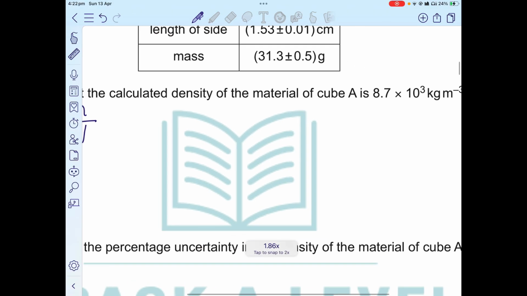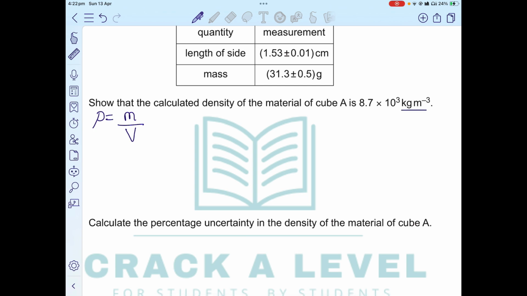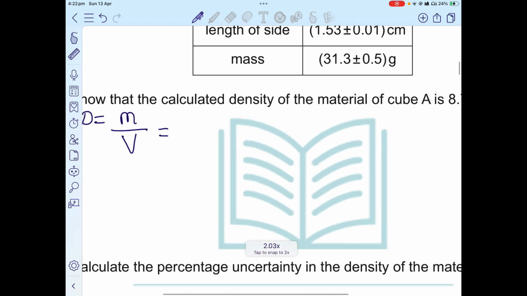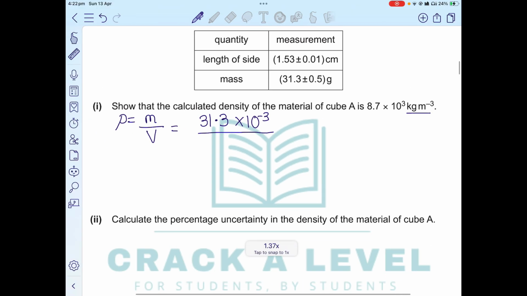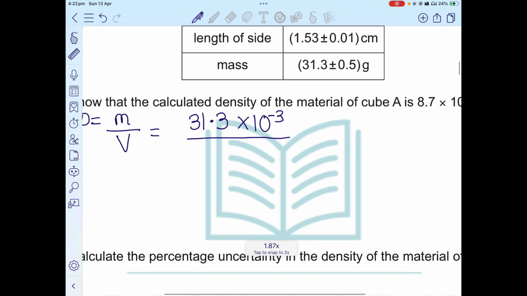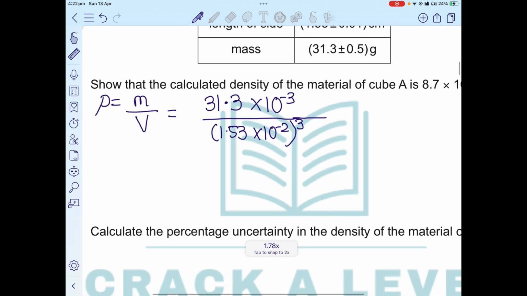Now what is the mass? They're saying the unit is kg m^-3. So you have to take the mass, which is 31.3 × 10^-3, because grams to kilograms will be divided by 1000. So when I raise to 10^-3, I'm essentially dividing by 1000, divided by the volume. Now the volume is given in centimeters. It's the length that is given, it's not the volume. So first of all, I have to change this to meters. 1.53 × 10^-2 would give me this reading in meters. And then I would cube this because it's a cube, so length cubed would actually give me the volume.